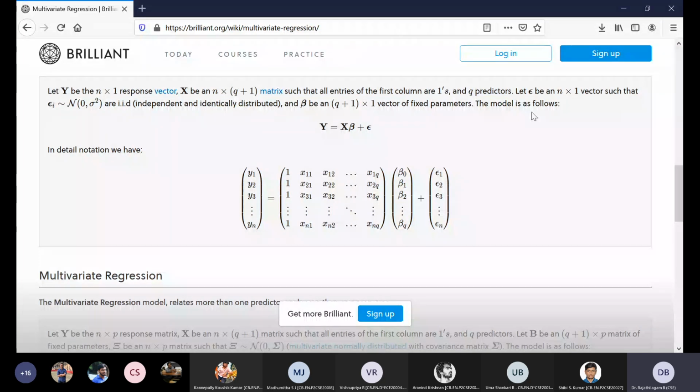So this can be summarized: beta naught can be written as 1 into beta naught, taking x equal to 1. Therefore, for every y1, y2, y3, y1 equals 1 into beta naught plus beta 1 into x11 plus beta 2 into x12 plus up to beta q into x1q. If it is just 4, then you can simply say beta 4 into x14. Q is 4. You can take it like that.